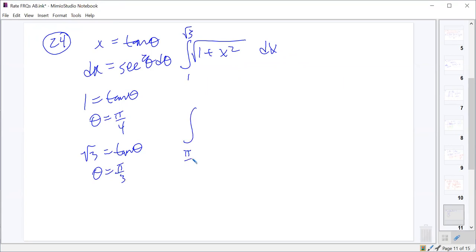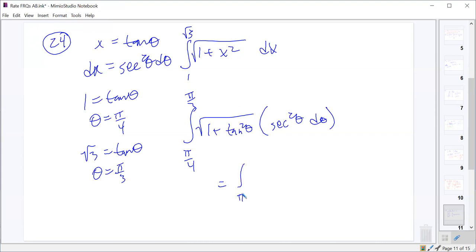So you just get the integral from pi over 4 to pi over 3, square root of 1 plus tangent squared theta times dx, which is secant squared theta d theta. 1 plus tangent squared is secant squared, and the square root of secant squared is secant. So this just becomes an integral from pi over 4 to pi over 3 of secant times secant squared, or secant cubed theta d theta, which looks like that's choice C again there.